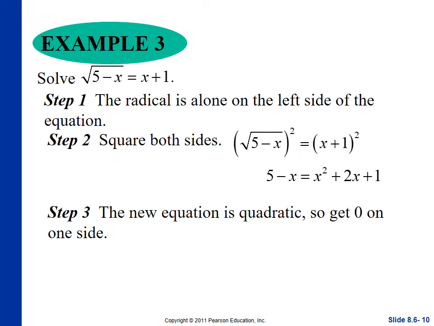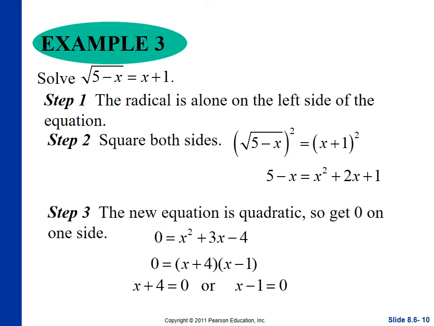So we want to get 0 on one side. We're going to subtract 5 minus x from each side. We end up with 0 equals x squared plus 3x minus 4. We go back to our rules. What are the factors of negative 4 that add up to positive 3? Well, it's positive 4 and negative 1. So you end up with x plus 4 and x minus 1 equals 0. Set each equal to 0: x plus 4 equals 0, or x minus 1 equals 0. And you end up with x equal to negative 4 or x equal to 1.